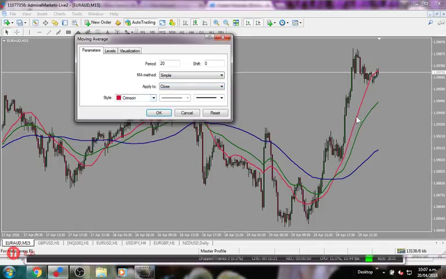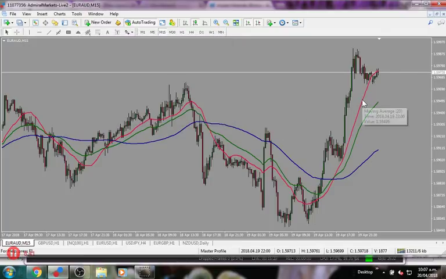So I've chosen those red, green, blue, so that I know basically red is the fastest and green is in between red and blue. So that's how I just did it for me, but you can choose any colors you like.